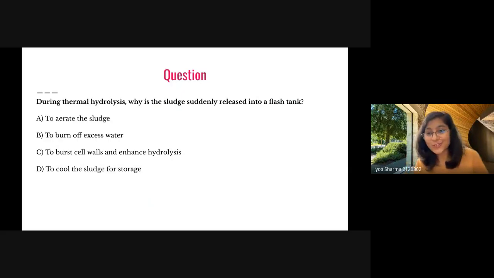Priscilla, C, question mark. Okay. Yes, you are in the right direction. So why are we doing it suddenly? Because this is how we can burst the cell wall and enhance the hydrolysis. That's how we are suddenly giving the higher temperature.